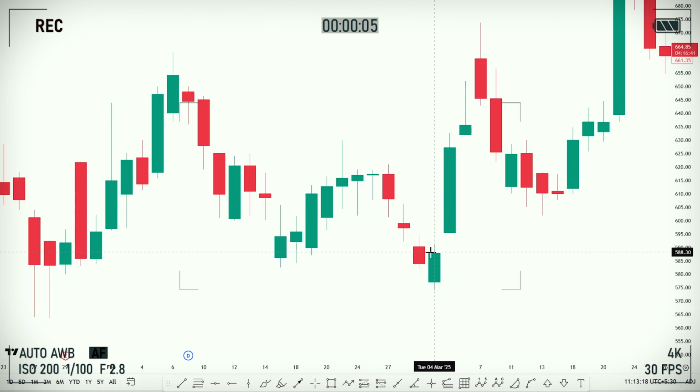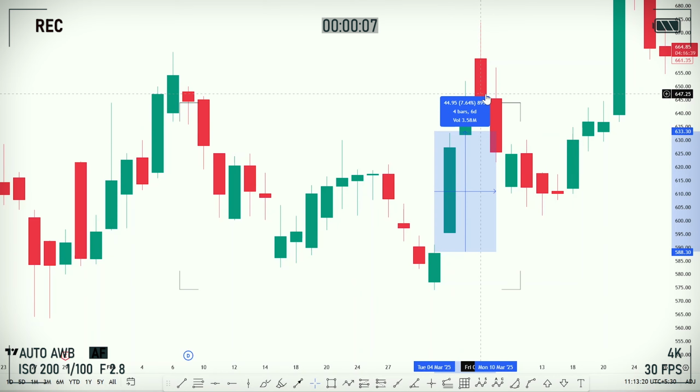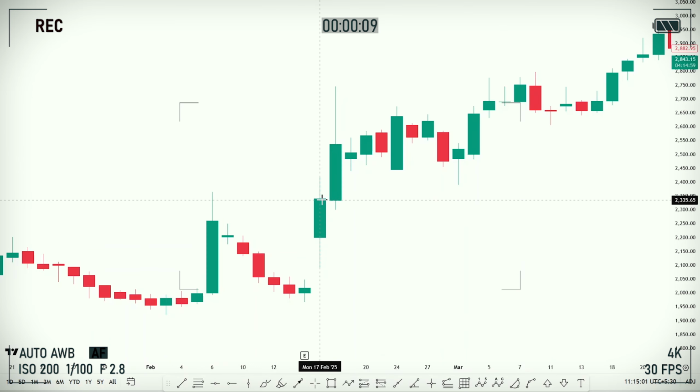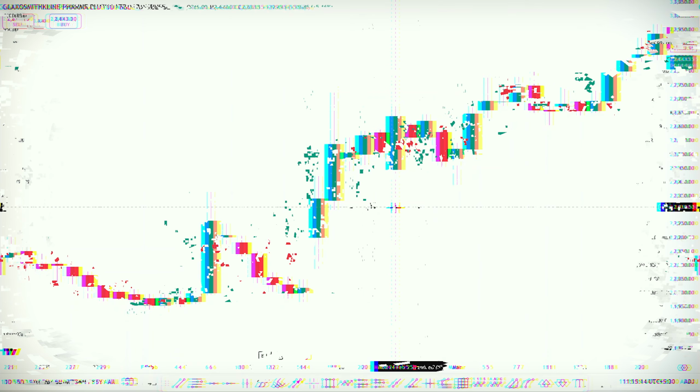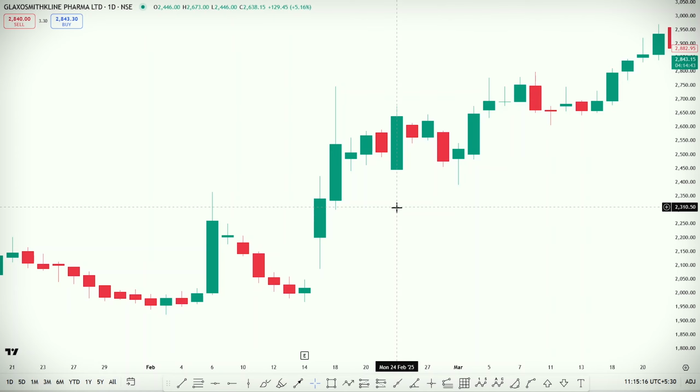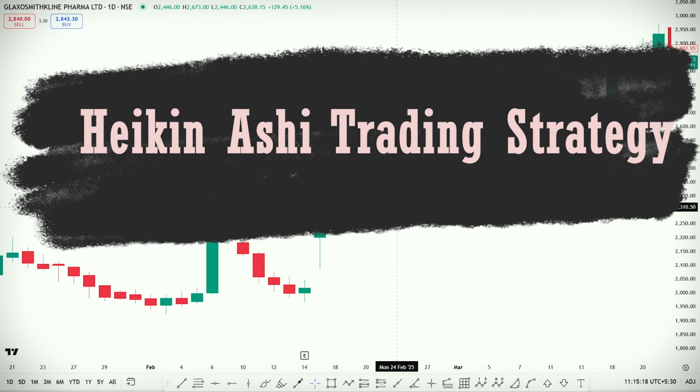If you observe this stock, the immediate next day it has gone up 7.5%. If you observe another example, this stock has gone up 17.5% the immediate next day. So let's understand how we can capture these big moves by using the Heikin Ashi trading strategy.